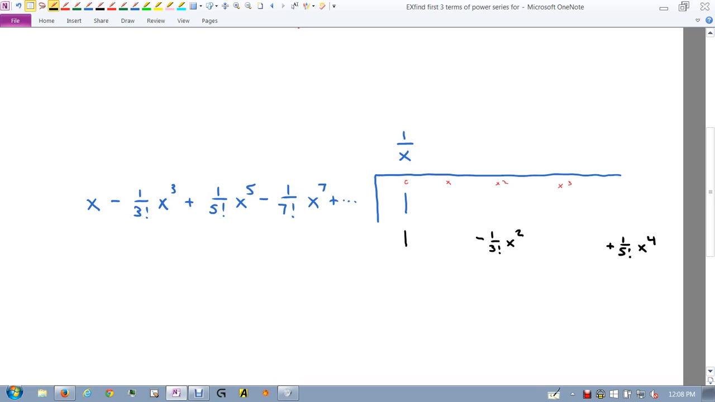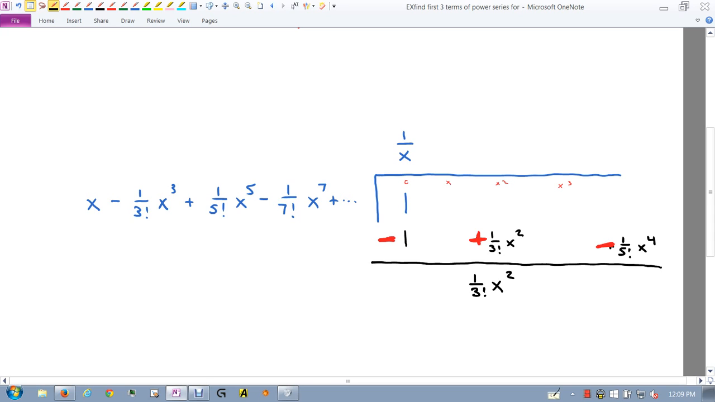Now we come through and subtract this row. Subtraction changes the signs, changes that minus to a plus, changes that plus to a minus. I over-exaggerate it so that you can see that the sign changed. And then add down. What happens when you add down? 1 over 3 factorial x squared. And then over here, minus 1 over 5 factorial x to the 4th.